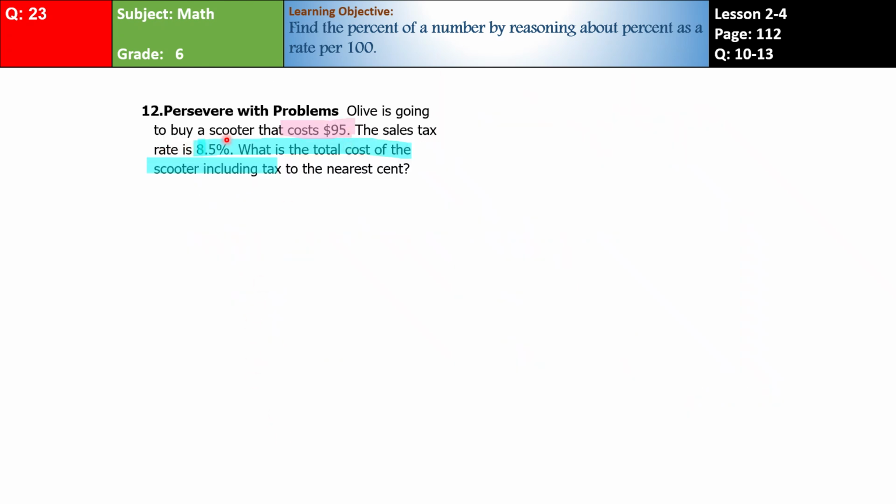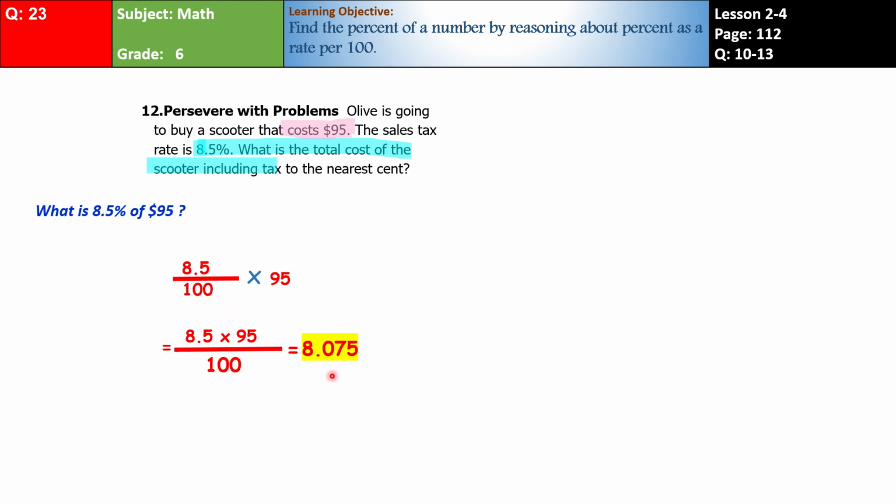Olive is going to buy a scooter that costs $95. The sales tax rate is 8.5%. What is the total cost of the scooter including tax to the nearest cent? They said there is a scooter that costs $95 and there is a tax of 8.5% of 95. What is the total cost? Total cost means tax plus the original cost. So first of all, we are going to find 8.5%. 8.5% means 8.5 over 100 multiplied by 95. You will do 8.5 times 95 over 100.